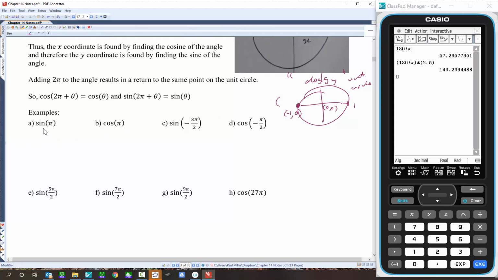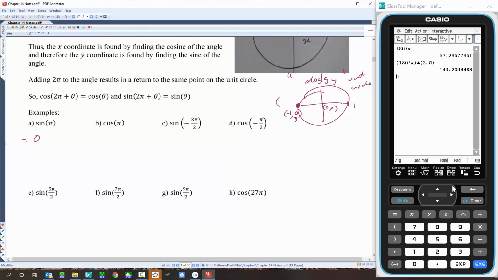Now what do we want? We want the sine of pi. The sine of pi is the y value. Remember, sine is given by the y value. So the sine of pi actually will be 0. So the sine of pi is equal to 0.